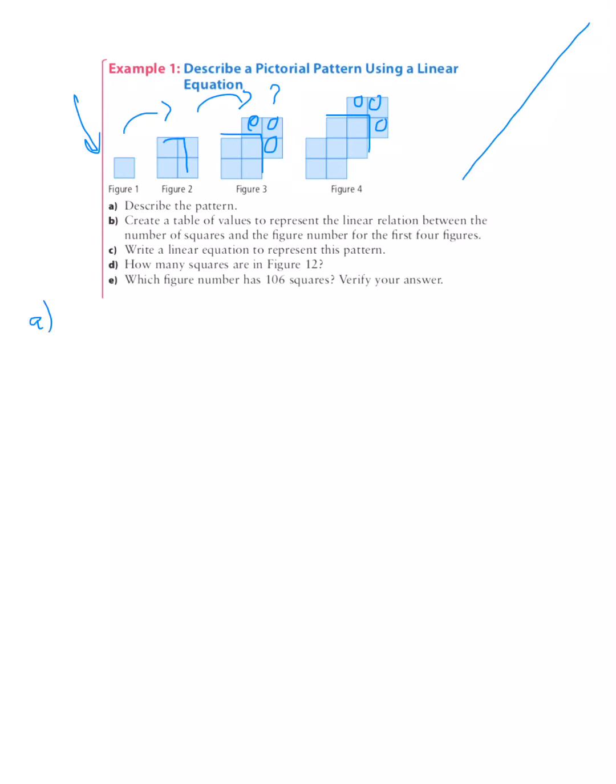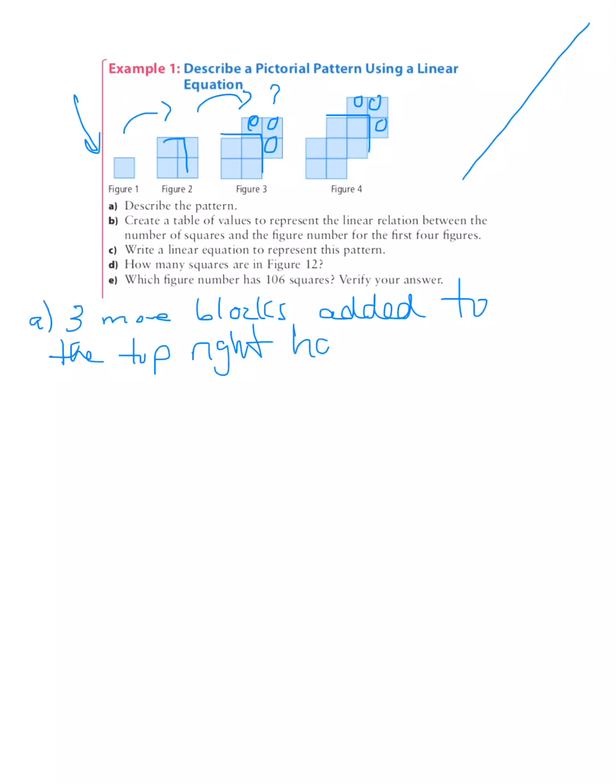So what's the pattern? We can say something like 3 more blocks added to the top right hand corner of each figure. Excuse my writing here. I haven't quite got the hang of this stylus here, but something like that, right? We add 3 blocks and then we get the next figure.